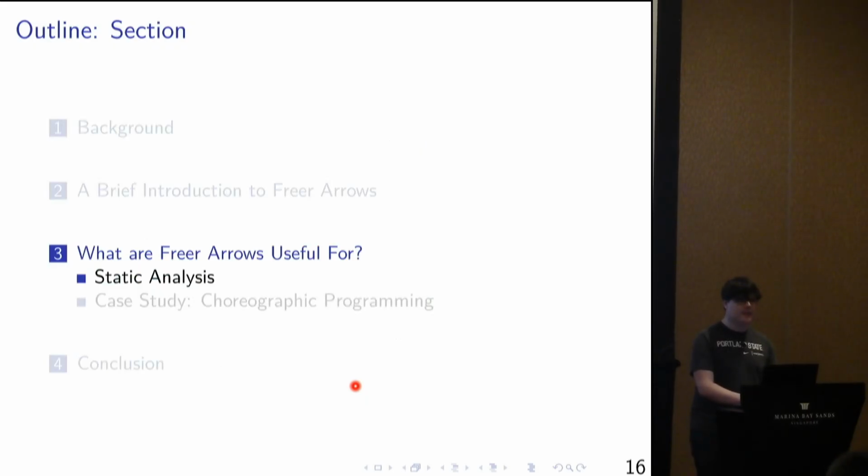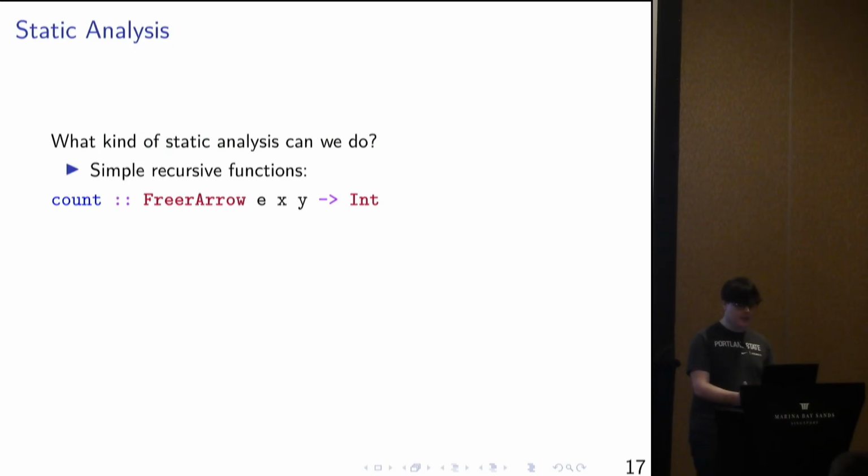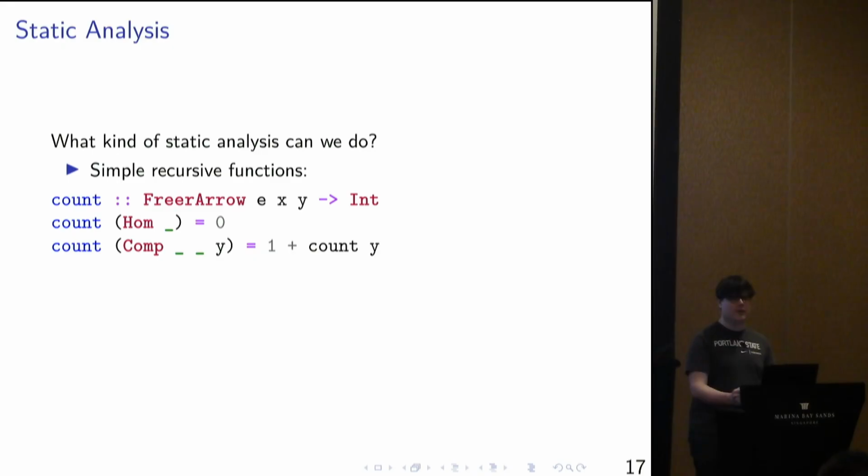Okay, so now I'm going to talk about what Fourier arrows can be used for. And the first thing we're going to focus on is static analysis. So what kind of static analysis can we do? We can write simple recursive functions on the structure of the Fourier arrow. For example, if we wanted a function that could count the number of events, we could write that simply with a recursive function. We know that there are going to be no events in the pure part that ends in the hom constructor. And then each comp constructor represents one event.